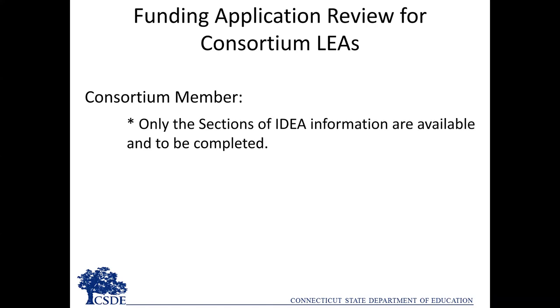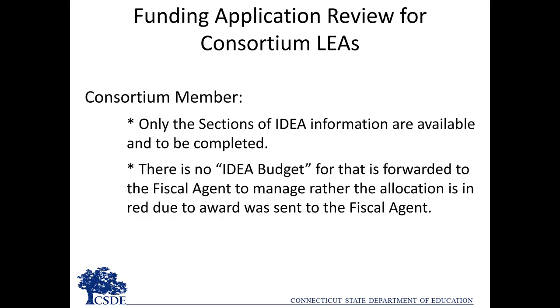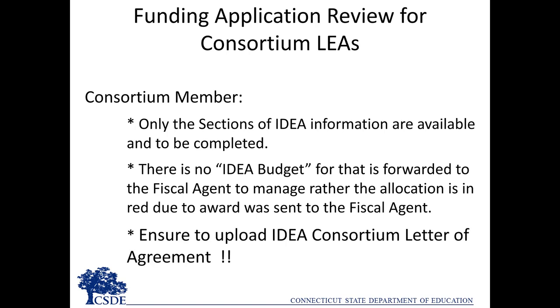Those consortium members, only sections of the IDA information are available to be completed, meaning that the budget and those things in relationship to that are forwarded to the fiscal agent. You, as the LEA, still, as the consortium member of that group, still need to complete your maintenance of effort, your excess cost, your assurances, all those sections. And as I said, there is no IDA budget for you to use because the fiscal agent is the one who is taking that over. Make sure you upload your consortium letter of agreement and make sure that's proper.